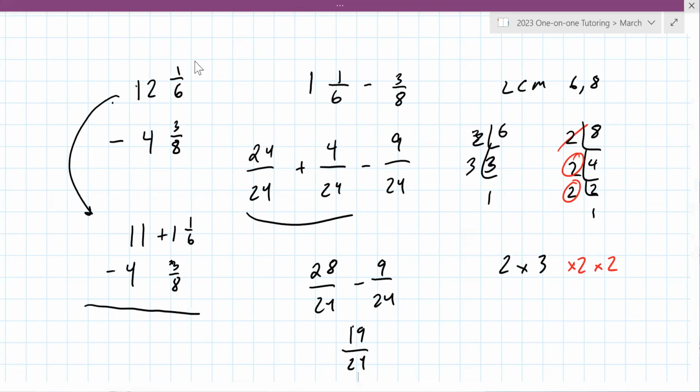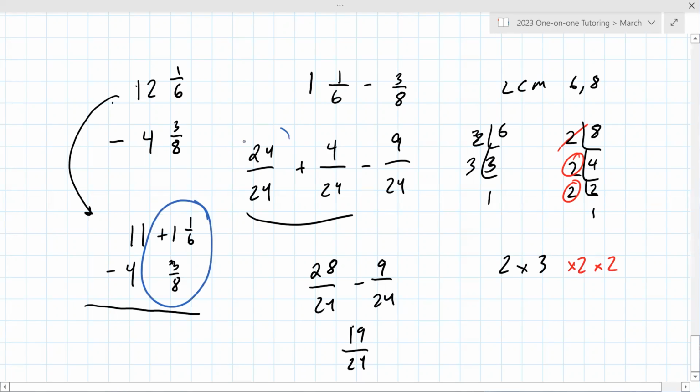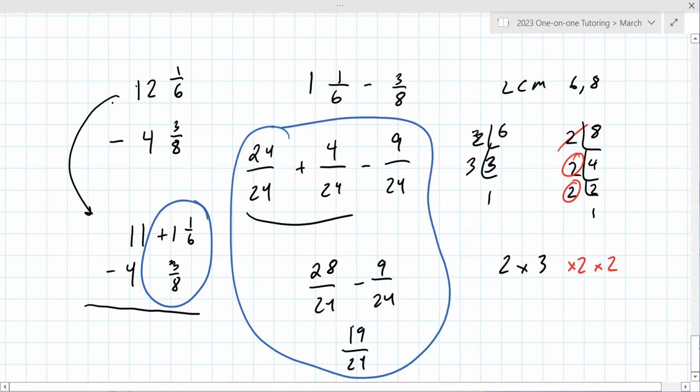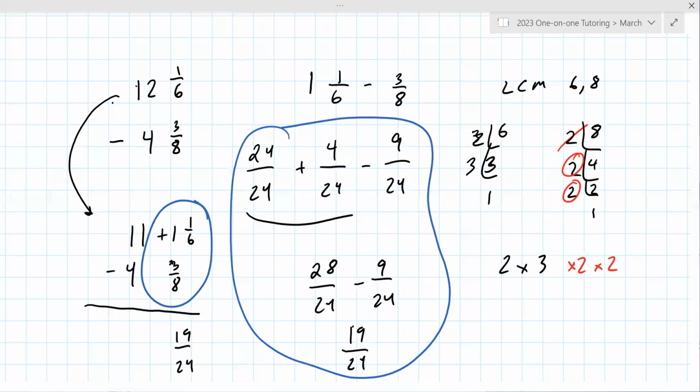And so everything we just did there is this part. And everything we kind of did right there is that. Okay. And so you've got the 19 over 24, but you still have to take the 11 and subtract the 4. So it'd just be 11 minus 4 is 7. Yep. Okay. So then it'd be 7 and 19 over 24. Yes. Okay.